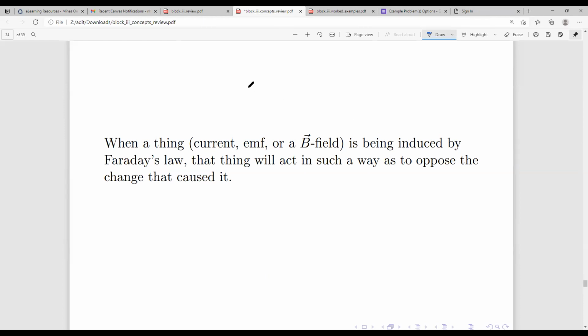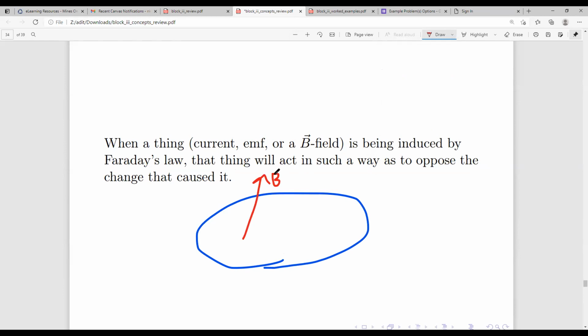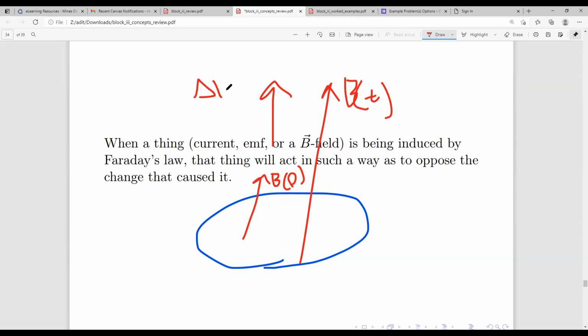This is probably easiest to see with an example. For instance, if I have a loop, and let's say I have a B field in that loop that starts pretty small at time t equals 0, but at time t equals t, it becomes a huge B field. What happens is that the change in B field is out of the page. The change in B field is upwards because B went from being small to big. So that's the change in the B field.